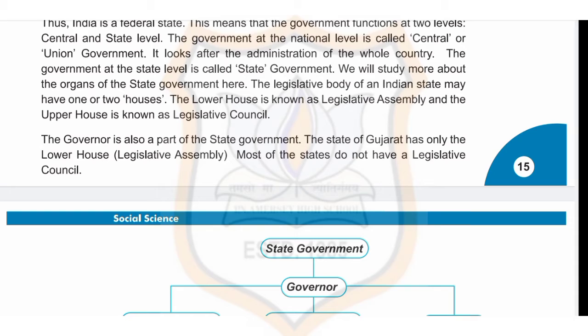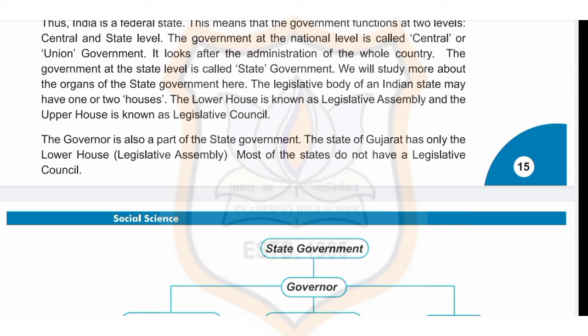The government at the state level is called state government. We will study more about the organs of the state government here. The legislative body of an Indian state may have one or two houses. The lower house is known as Legislative Assembly and the upper house is known as the Legislative Council. The governor is also a part of the state government. The state of Gujarat has only the lower house, that is Legislative Assembly. Most of the states do not have a Legislative Council.